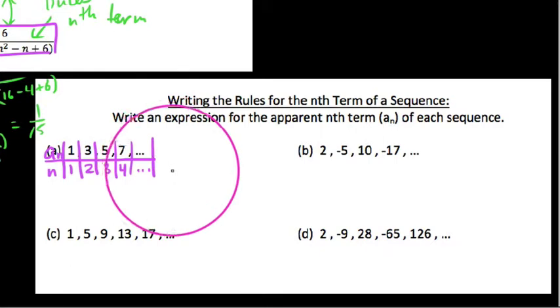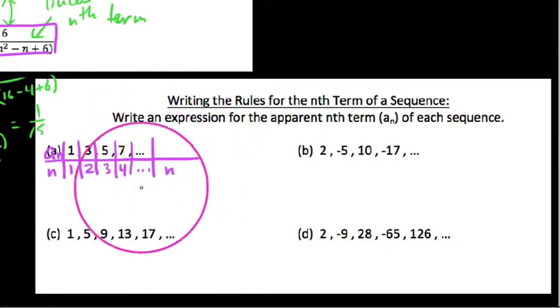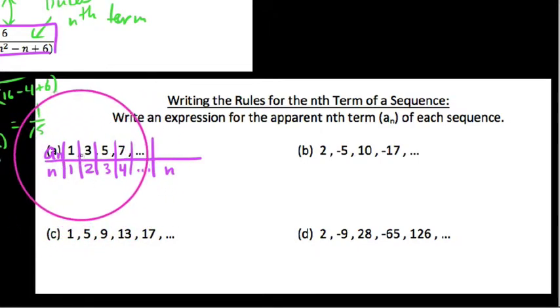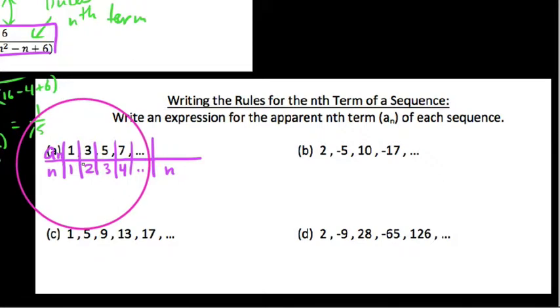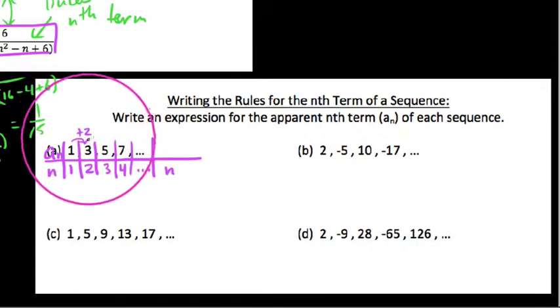What we're essentially trying to do, guys, is this. We're trying to say, in general, what am I doing to my n values to turn them into the y values, or the output, or a sub n values here? The question is, what's happening to this every time? The first thing to do is notice any patterns. And I notice that this is going up by 2 every time.